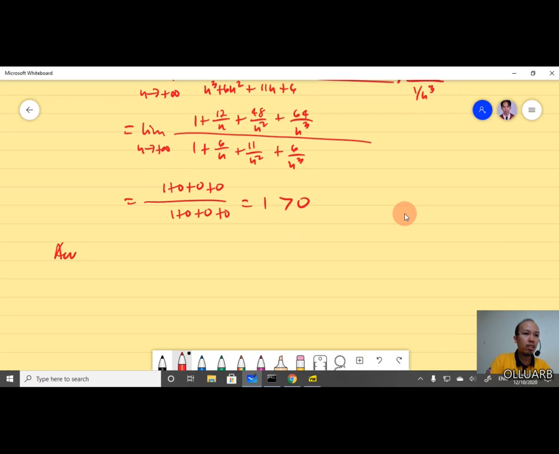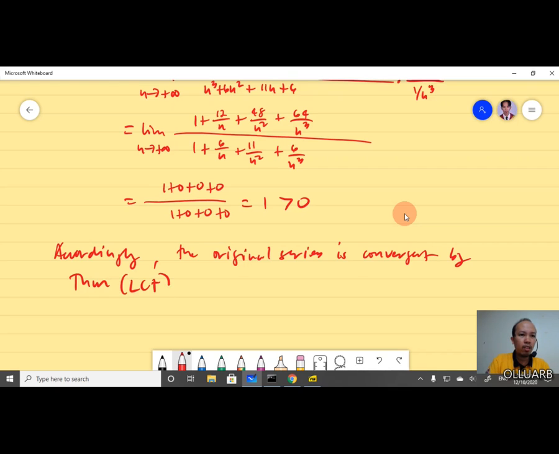So accordingly, the original series is convergent by theorem LCT number 1. So that's how you are going to solve that kind of problem.